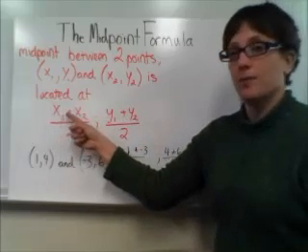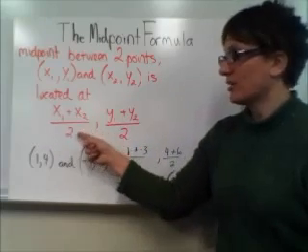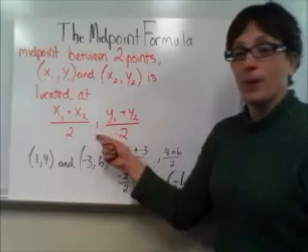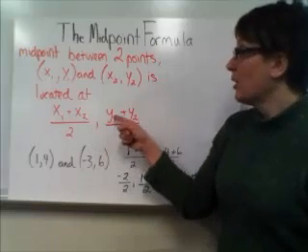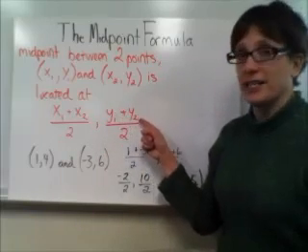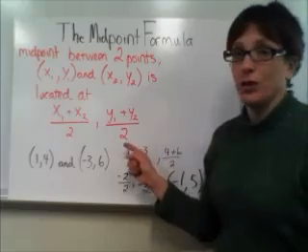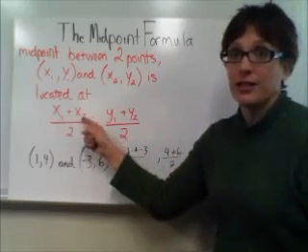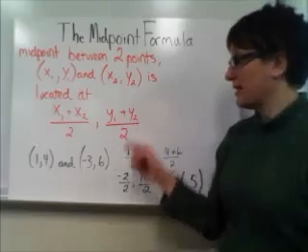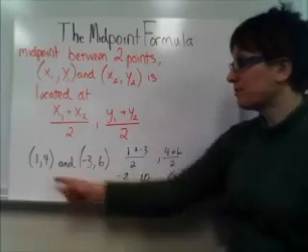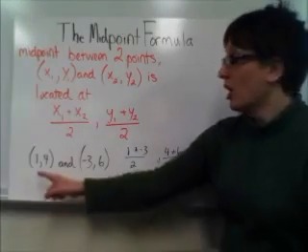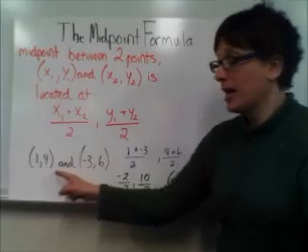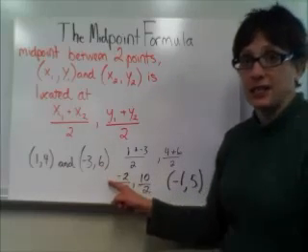X sub 1 plus x sub 2, all divided by 2, comma, because it's a coordinate pair, y sub 1 plus y sub 2 all over 2. What you're really doing here is just finding the average of your x's and the average of your y's. So here's an example. What is the midpoint of 1, 4, and negative 3, 6?